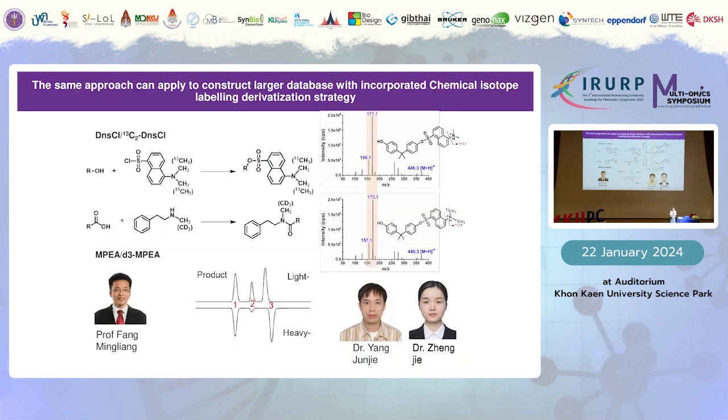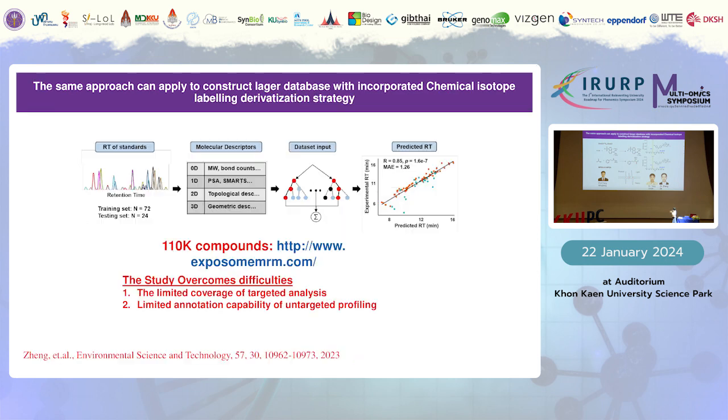We take it further with this method, combining the derivatization with the retention time prediction. With this study, we use two derivatization strategies, and we created 110K metabolites. With these metabolites, we can actually put them on the website. Whoever is interested in this category of metabolites can go to the database and download the metabolites you are interested in, and then follow the SOP. So you can do derivatization and construct a database in your own lab.